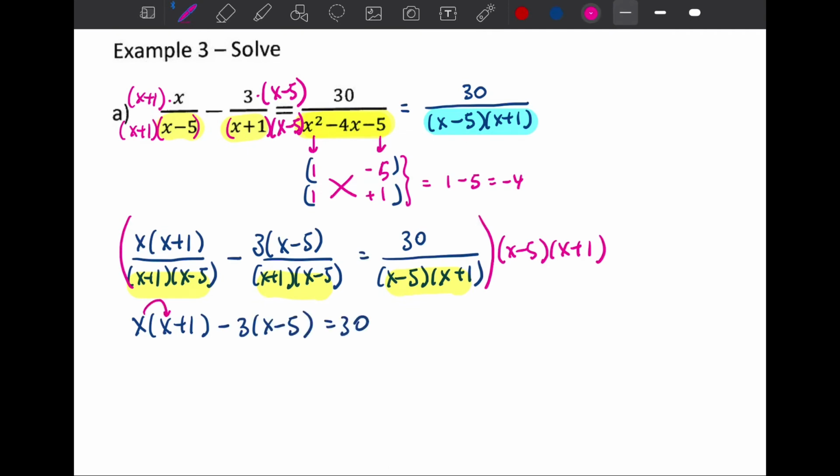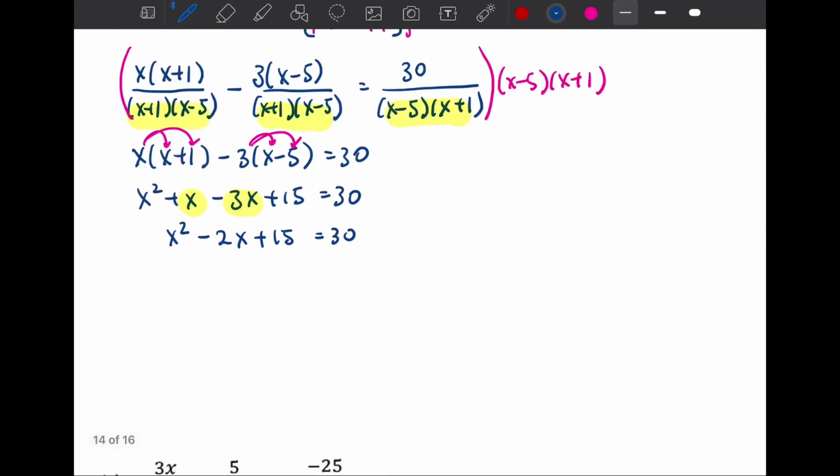Now let's expand. We get x squared plus x minus 3x plus 15 equal to 30. Let's simplify further. These are the like terms. So x squared minus 2x plus 15 equals 30. And then I'm going to move 30 to the left-hand side so I can make it equal to 0. x squared minus 2x minus 15.